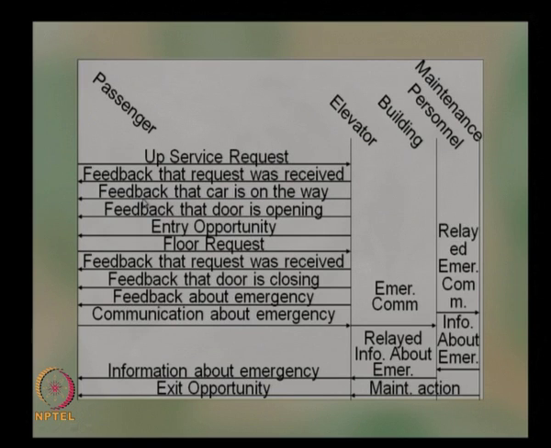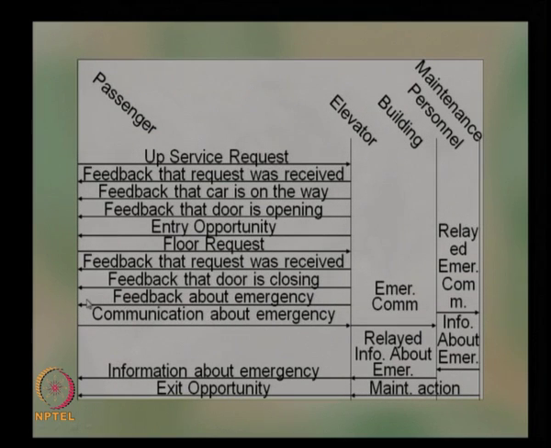So the first few steps are the same as what we did in the previous case, up to the feedback that the door is closing is given to the passenger. So the passenger is inside the elevator. Now there is an emergency. So there is a communication about emergency, or a feedback about emergency, either from the elevator, or the elevator system is not functioning, or there is some emergency identified by the elevator system, then that will be given to the passenger, or the passenger identifies an emergency situation, that will be given to the elevator.